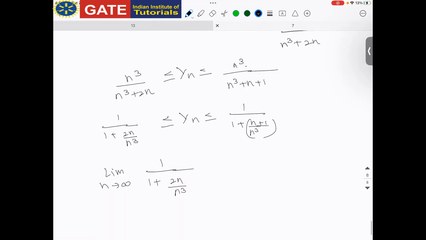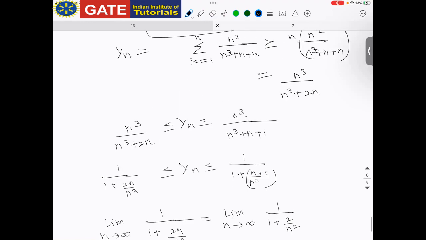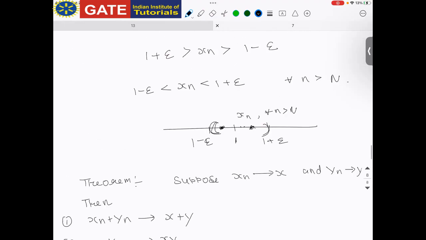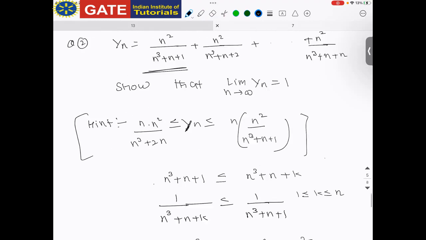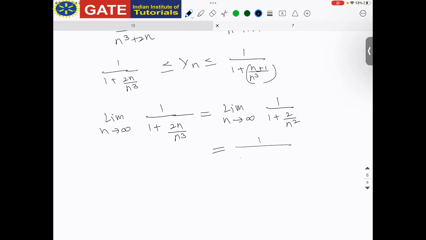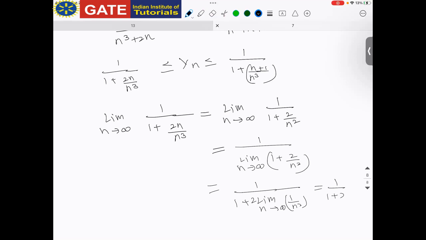Does anyone else have doubts? So this is limit n tends to infinity 1 by 1 plus 2 by n square. We will apply the rule now. I wrote the theorems, look at this third point. So this is 1 by limit n tends to infinity of 1 plus 2 by n square, that is 1 by 1 plus 2 times limit n tends to infinity of 1 by n square, and this is nothing but 1 by 1 plus 2 times 0. That is 1 only.